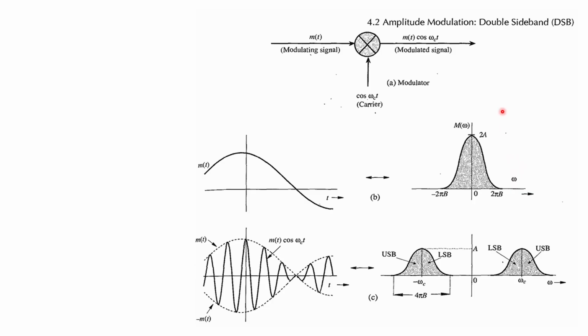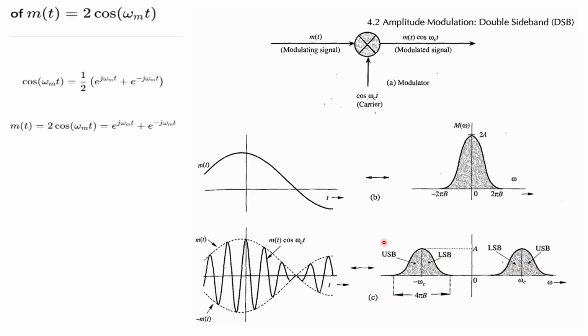In the frequency domain, this is your m of t, and now again use the Fourier transform, and this is the Fourier transform of your modulated signal, that is m of t cos omega ct. So you can have omega minus omega c and omega plus omega c. How can we do exactly the calculations?